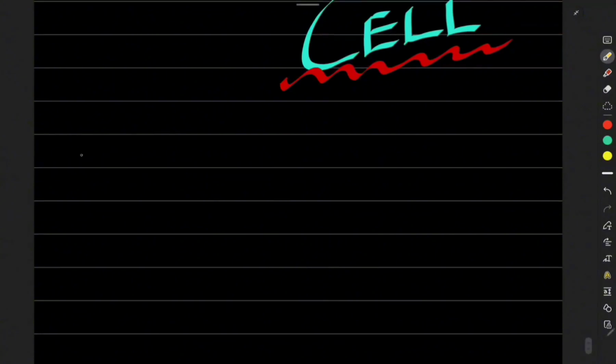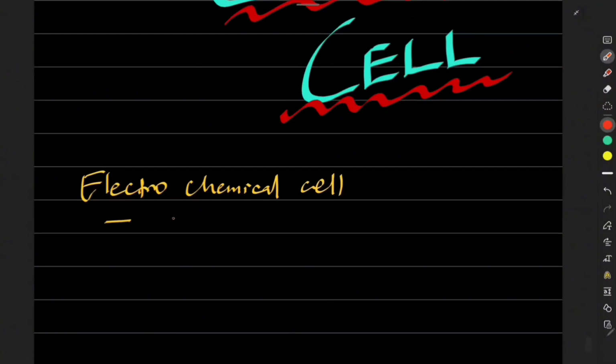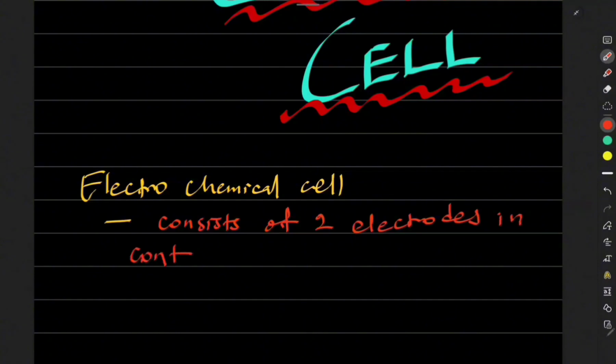Let's write the definition. Consists of two electrodes in contact with an electrolyte. In simple terms, we can define an electrochemical cell as two electrodes connected together. They are connected together using a conducting wire and a salt bridge.